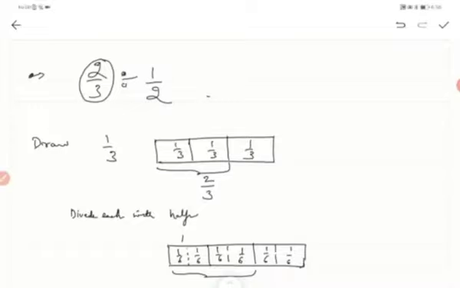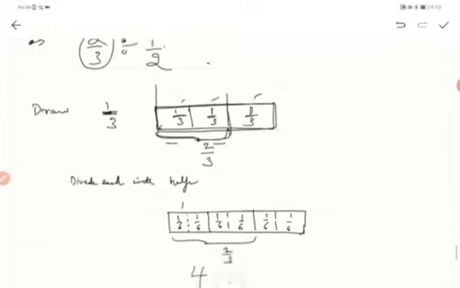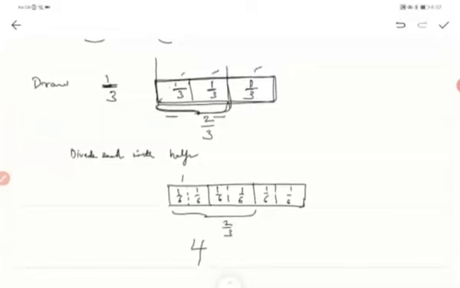For 2 by 3, first draw 1 by 3. You have a rectangle divided into three parts, 1 2 3, 1 by 3, 1 by 3, 1 by 3. These two till here will represent 2 by 3. To this 2 by 3, you need to again divide by half. So if you divide 1 by 3 into two halves, you will get each as how much? 1 by 6. We just need these four because it is 2 by 3.